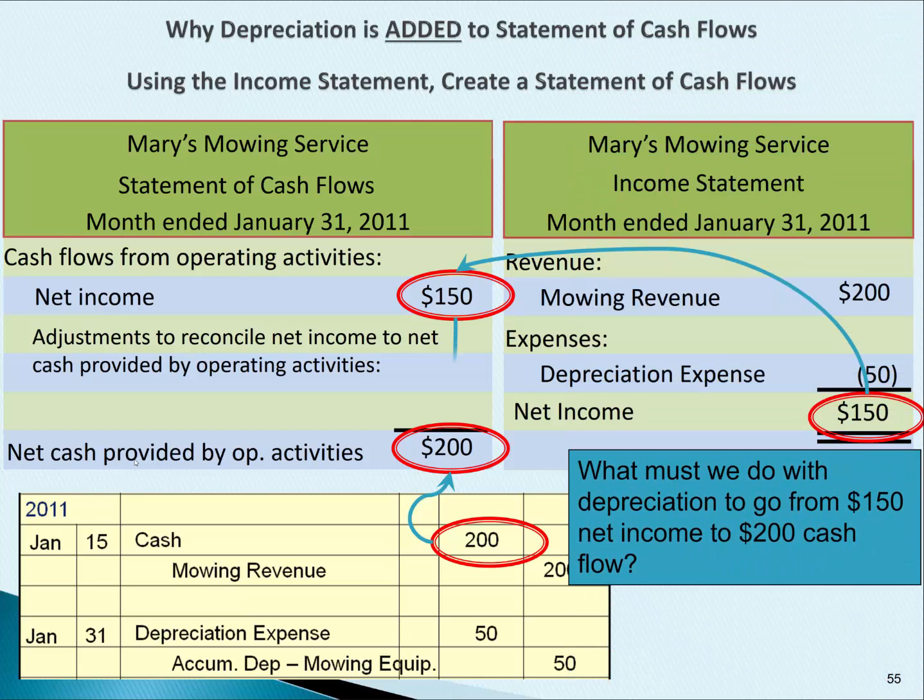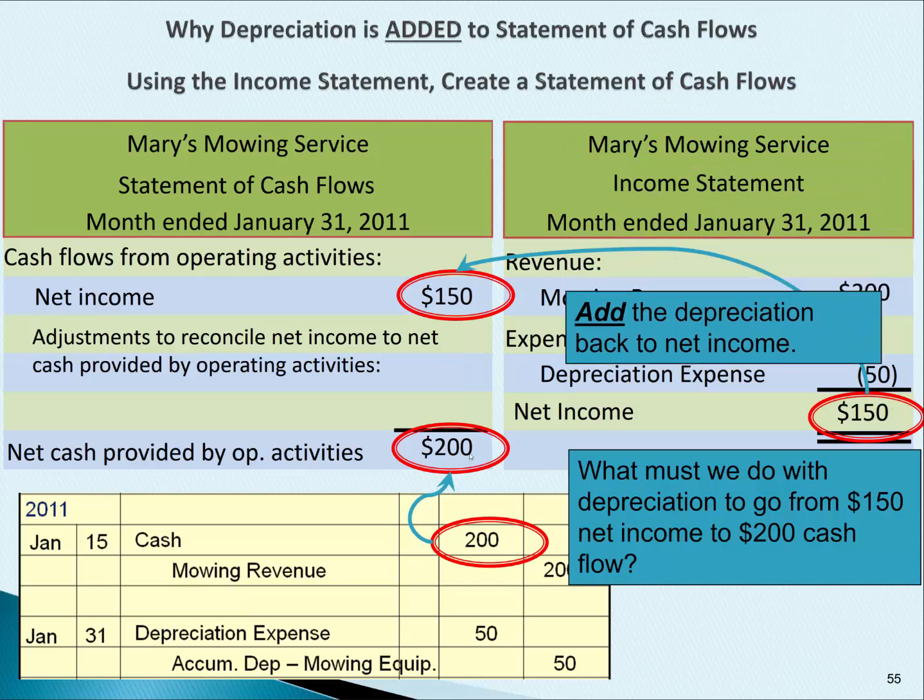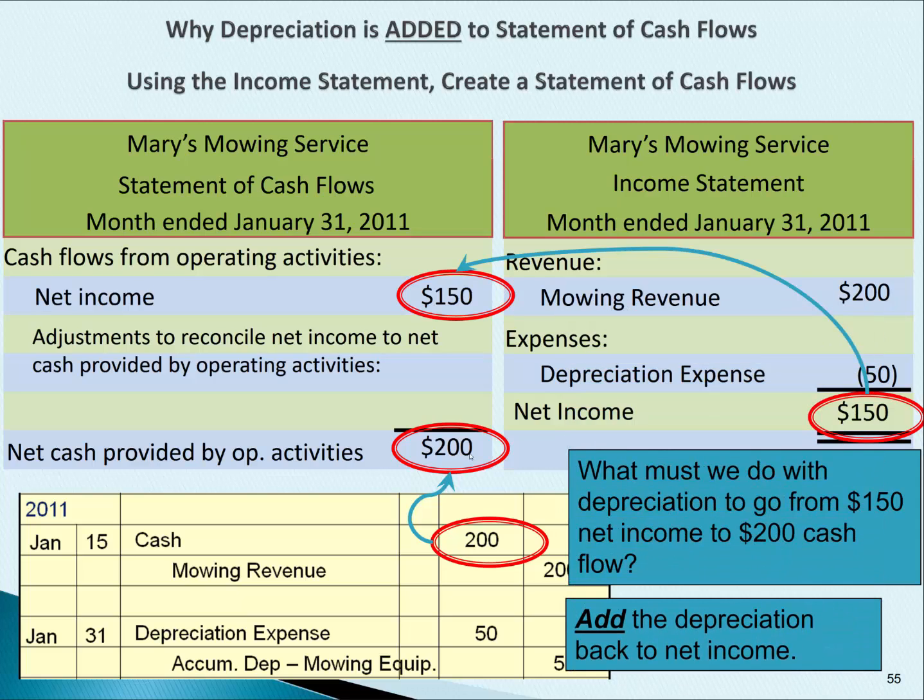So what must we do with that $50 of depreciation to go from $150 of net income to $200 of cash flow? Remember, depreciation expense is going to go in here, but we have to figure out, are we going to add it or subtract it? So what must we do to depreciation to go from 150 to 200? Well, obviously you have to add 50. We're going to add that depreciation back to net income.